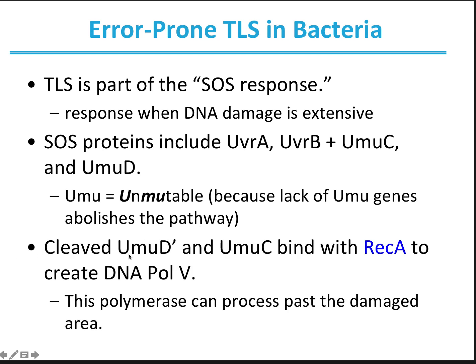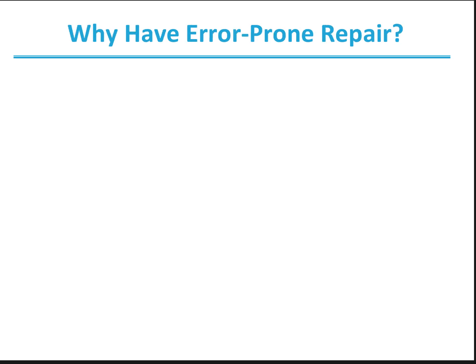So in the pathway, UmuD prime is cleaved, and this protein, along with UmuC, binds to another protein RecA, and this creates DNA polymerase V. And this polymerase can process past that damaged area, but what happens is that this is an error-prone complex, so proper base pairing is often impossible in such a system, and this process results in a large number of errors, which ultimately lead to mutation.